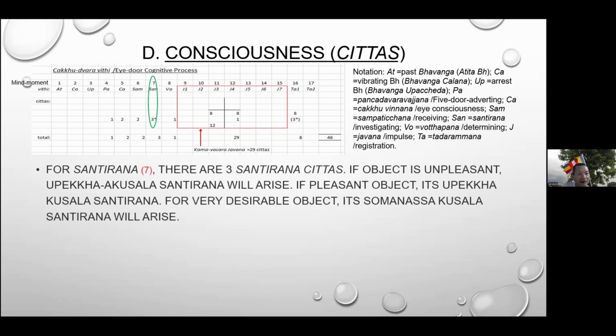Next, we go to the Santirana, number 7. In Santirana, there are 3 cittas, and which one arises also depends on the object. If the object is unpleasant, then it is the Upekkha Akusala Santirana, that means Upekkha Sahagata Akusala Vipaka Santirana.